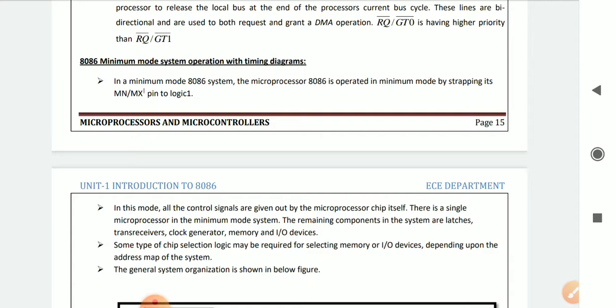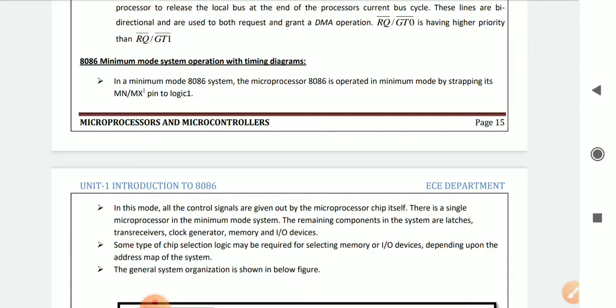But in minimum mode operation, maximum tasks or maximum work is performed by the microprocessor. So it is busy somewhere, so it will be relatively less fast compared to the maximum mode operation. Okay. So control signals are given out by the microprocessor chip itself. Okay, so there is a single microprocessor in the minimum mode system. So in minimum mode system there is always a single microprocessor.